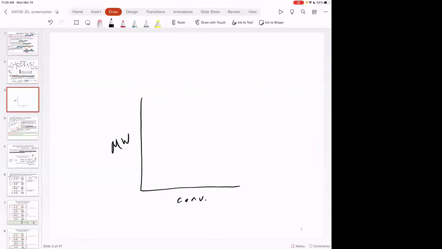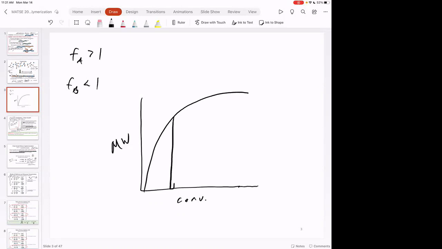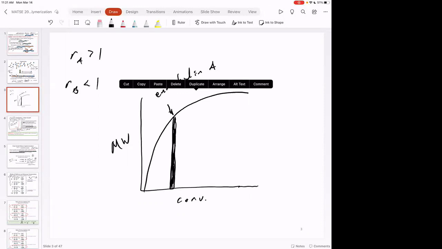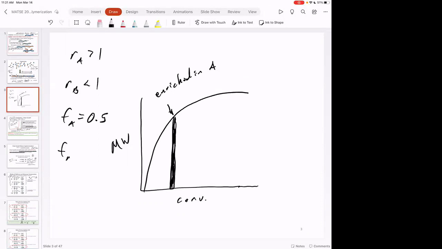A better representation of this is, let's say this is our chain growth curve. You should know that by heart now. Let's say RA is greater than 1 and RB is less than 1. So in general, the polymer is going to be enriched in A, right? As a function of conversion, in a small slice here, this polymer will be enriched in A. And let's say FA equals 0.5 and FB equals 0.5. There we go, so we're going to be enriched in A there.